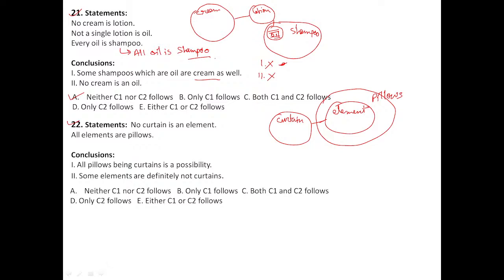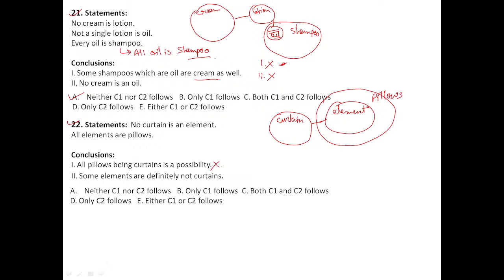Even if it says that all pillows being curtains is a possibility, this is not at all a possible case. This is a definite case. That means that all elements are within the pillow section, and now it's saying that all pillows being curtain is a possibility, not possible. Why? Because within pillows there is a specific section that is called element, which cannot go inside the curtain section that is given in the statement itself. So even if it's saying possibility, it is not possible at all. So the first one is wrong.